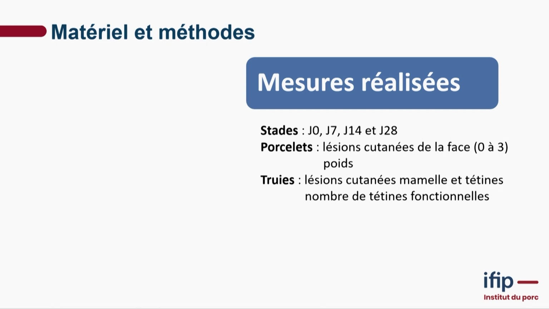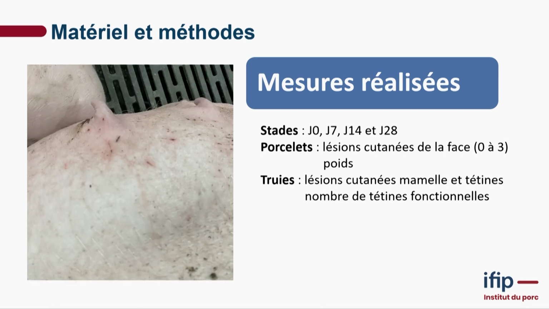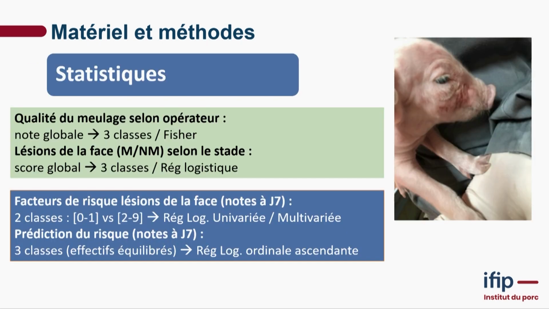We weighed each piglet and the sows. We did a rating of the skins and the teeth and counted the number of functional teeth. Statistically speaking, to assess the quality of the trimming from one operator to the next, we gave a global score, which is the addition of all the scores for face lesions to compare piglets that had been trimmed or untrimmed.